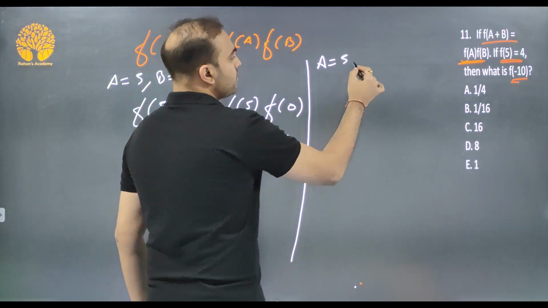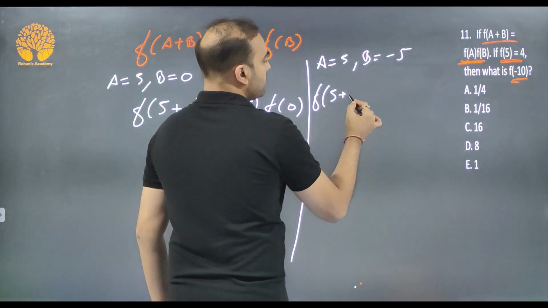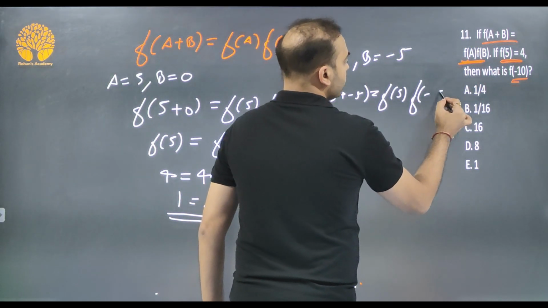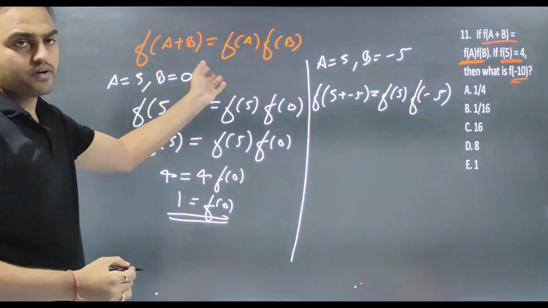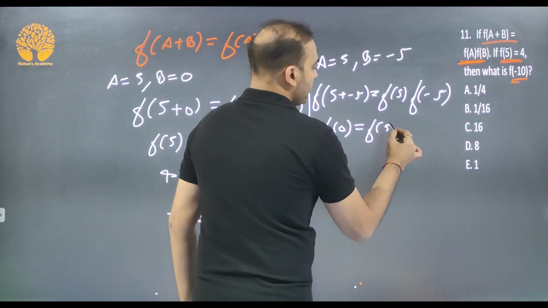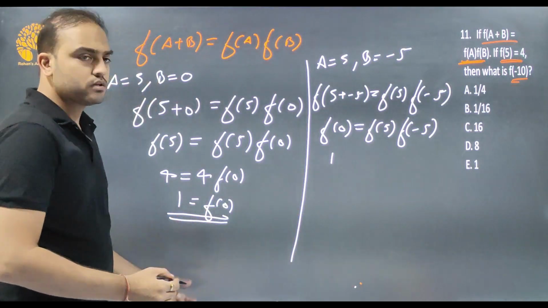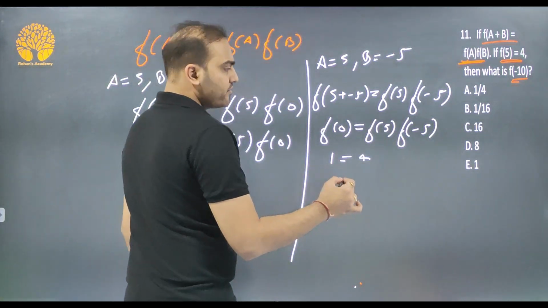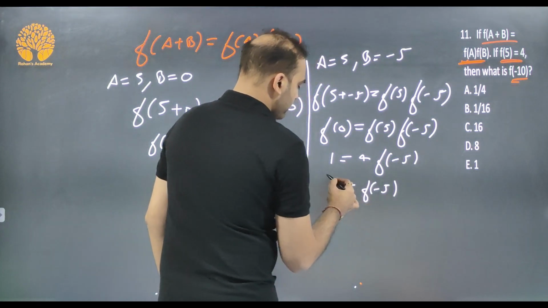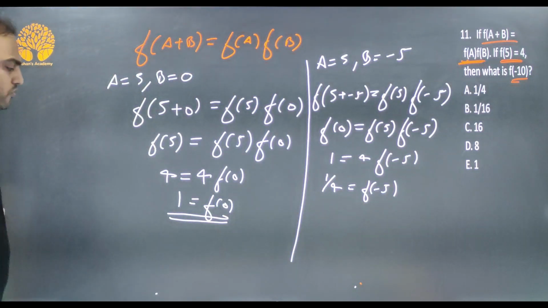So a is 5, b is minus 5. So we get f of 5 plus minus 5 is f of 5 into f of minus 5. In place of a, 5. In place of b, minus 5. We get f of 0 is f of 5 into f of minus 5. This we figured out is 1. F of 5 is given from the question as 4. F of minus 5 is 1 by 4.